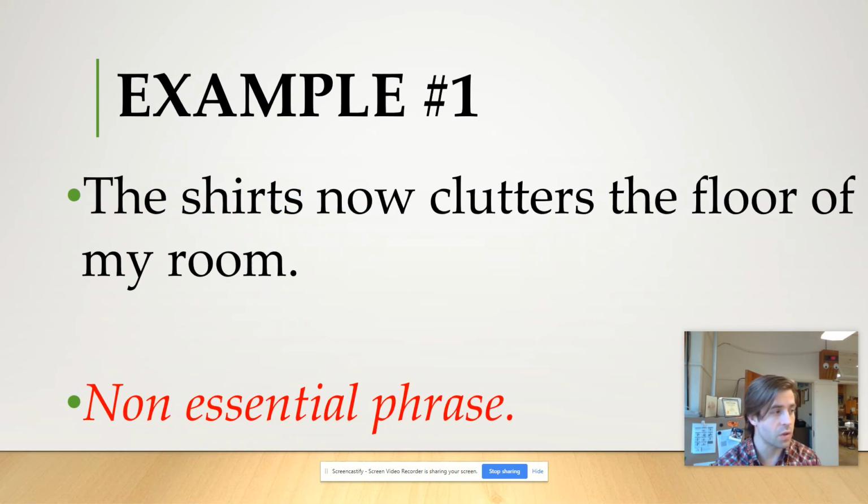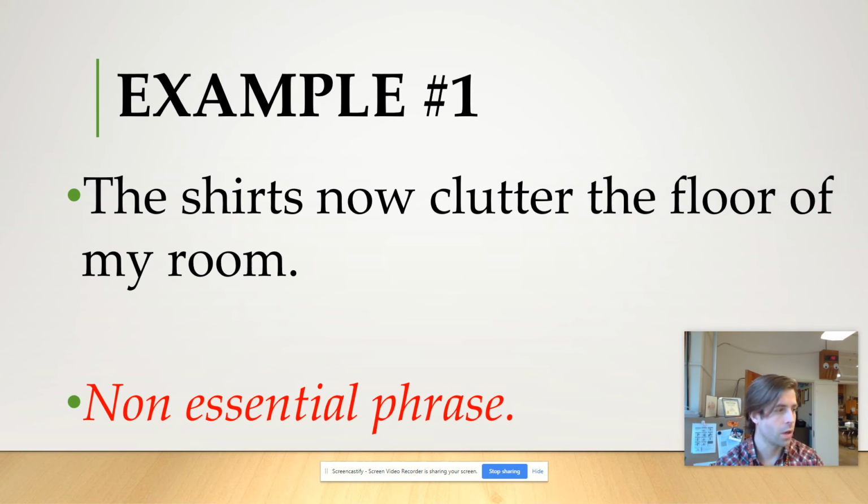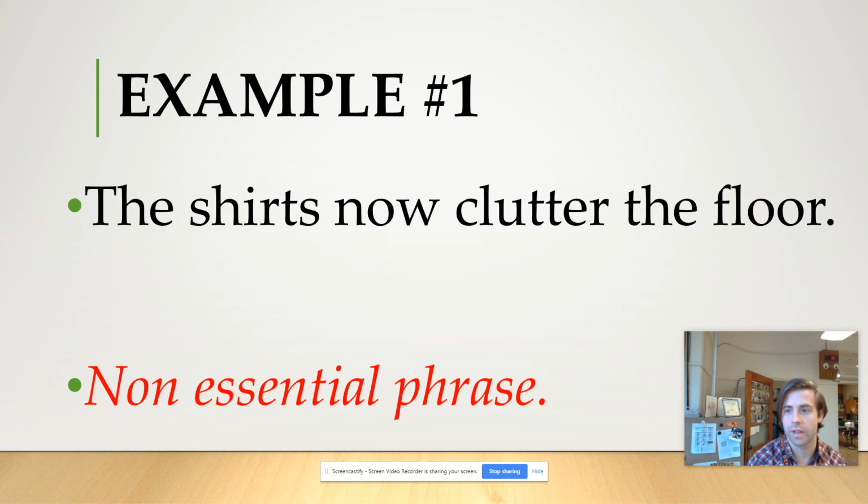So this sentence now should really look like: the shirts now clutters the floor of my room. That's wrong. The shirts now clutter the floor. And again, I could take out this prepositional phrase, of my room. If I'm really trying to get it down to subject and verb: the shirts now clutter the floor. All right, example number 2.